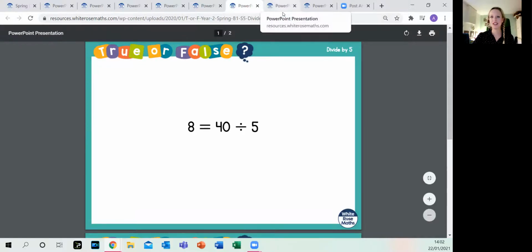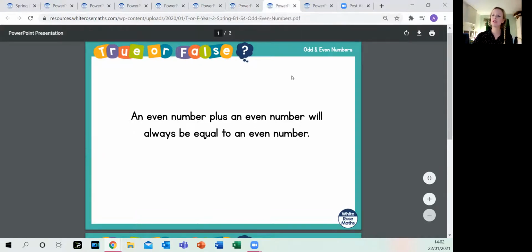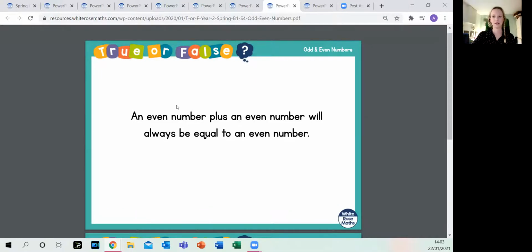Question 7. True or false? An even number plus an even number will always be equal to an even number. I remember us talking about this. An even number plus an even number will always be equal to an even number. Is that true or is that false? Pause me now, work it out.